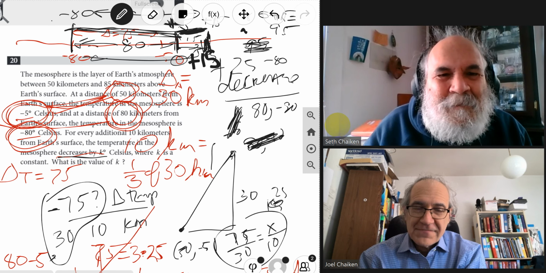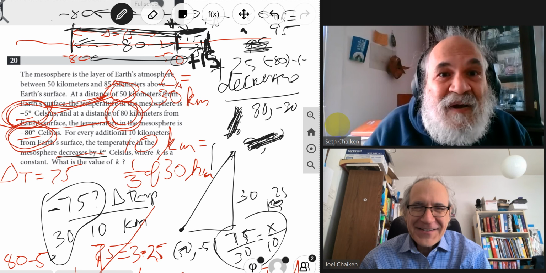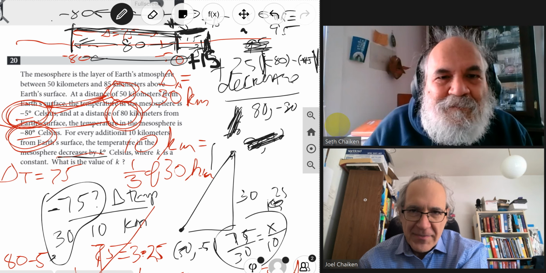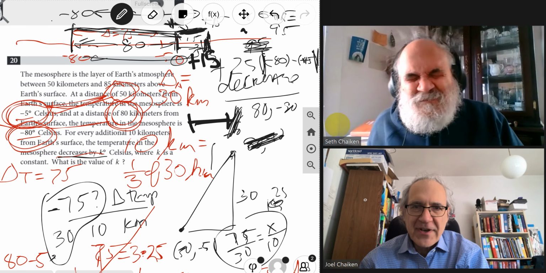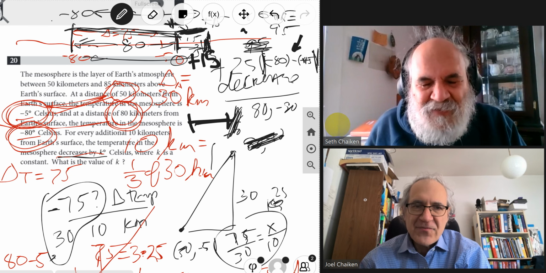Between -80 and +15. We know, so we don't have to say it three times. So be careful with absolute value. It's helpful to draw number lines or temperature scales like these, and then you really see what's going on as opposed to doing this subtraction of negative numbers, which could be confusing.